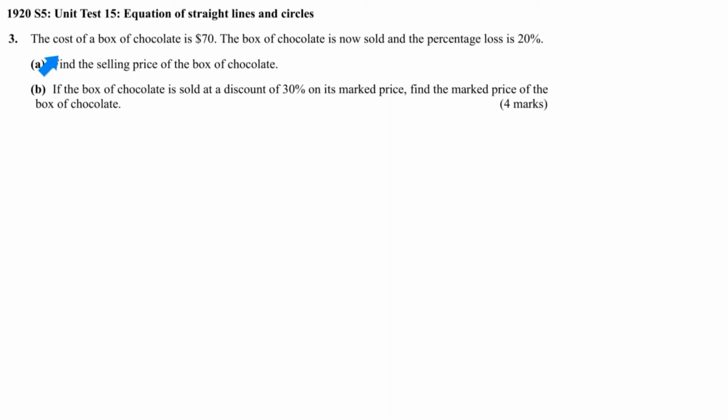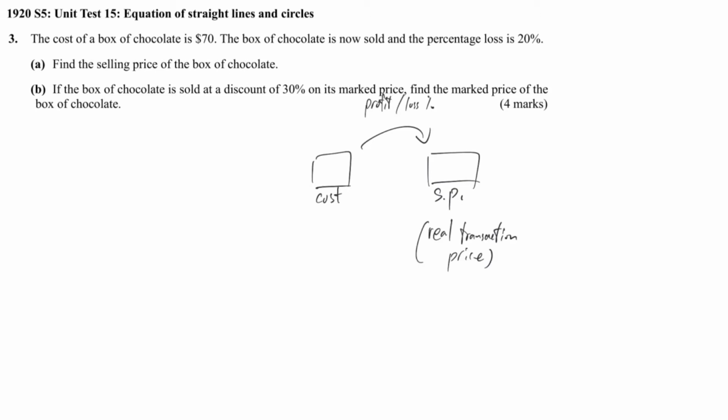So remind you once again, whenever we are talking about cost and selling price, something like that, you should draw properly. From the cost, from the viewpoint of the shop owner, we sell it again to earn back some money. During this process, maybe we earn some money or we lose some money. So we have some profit or loss percent in this process. And then the outcome is the real transaction price, which is the selling price. From the viewpoint of the shop owner, that represents the amount that we receive back after we pay the cost.